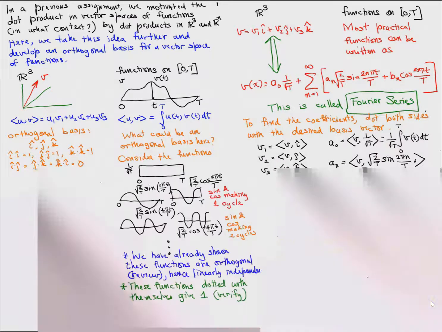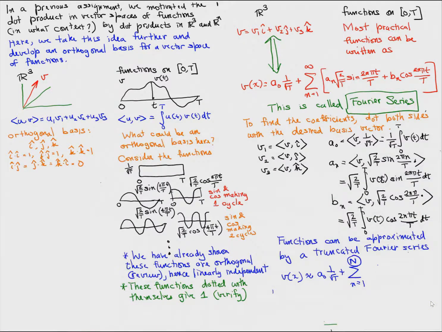Now, functions can be approximated by a finite number of terms in the Fourier series. So instead of going to infinity, we'll go to just n, and this is a good way of constructing approximations for functions.